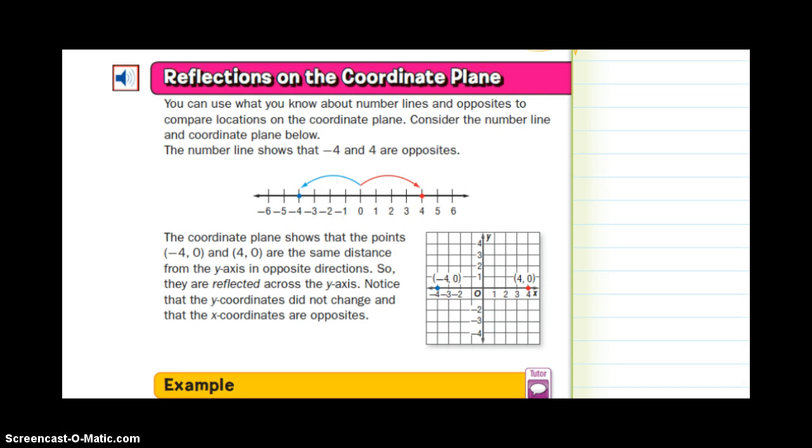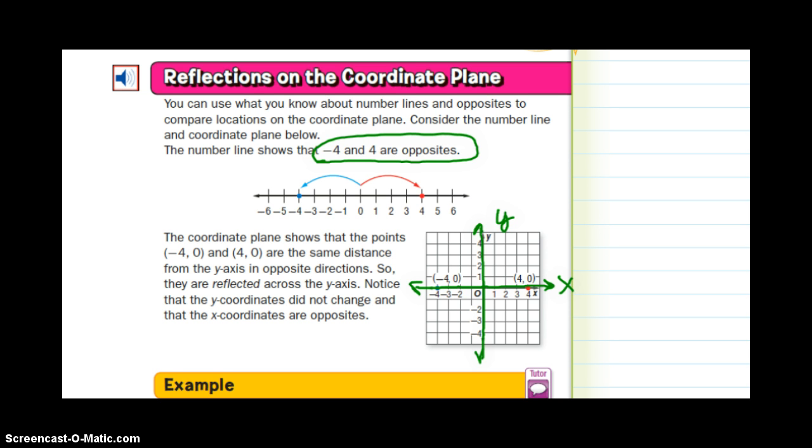Just like a number line, we can reflect across the coordinate plane. In the case of the number line, we know that -4 and 4 are opposites, and it's just a single number line. In the case of the coordinate plane, you have 2 distinct number lines. You have the x-axis and you have the y-axis. Now, when we're reflecting, you have to determine which axis it's flipping across.